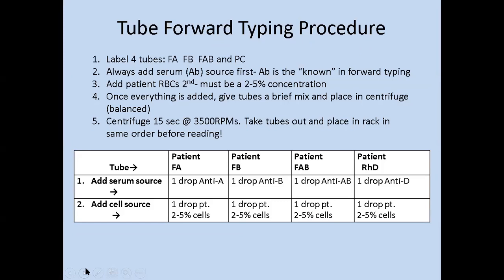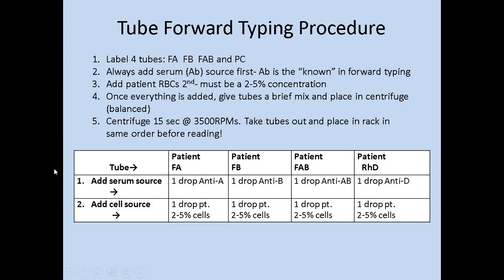So the actual forward typing procedure for tube, I have a chart here from lab. And you know, even though this course is being taught completely virtually, hopefully in the fall when we meet face to face, we will have 1 or 2 labs just to make sure everybody knows how to do the testing. I think that's important. So we're going to label 4 tubes. I'm sorry, I have a mistake here. FA, FB, and if we're doing RHD, it would be RHD and our patient control. Okay? We always want to add our serum source first, whether it's an anti-serum or from the patient. Okay, we always want to add that first.